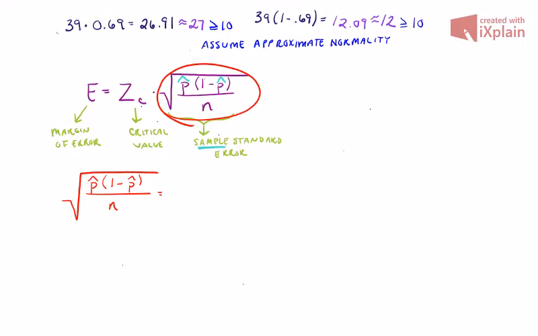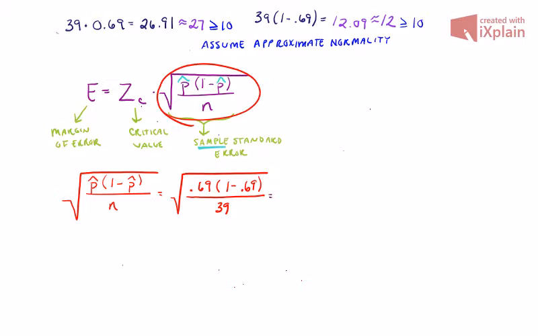So from here, what we want to note is that we have the information that we need. P hat we said was 0.69, and this is 1 minus 0.69, all over our sample size of 39. So what I would encourage you to do is please pause the video and actually go through the calculations, and then when you are done, come back and make sure that your solution comes out the same as mine.